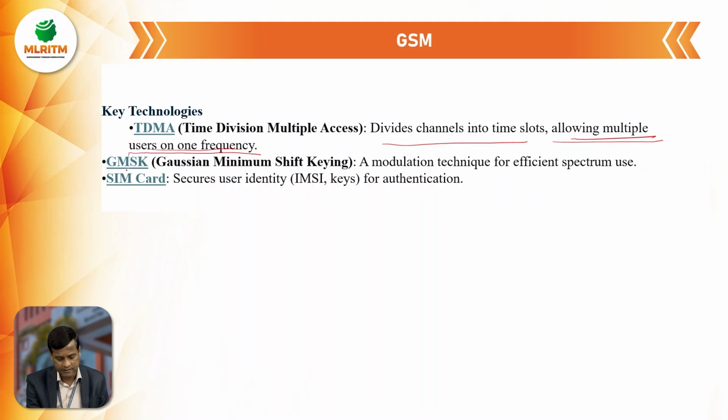So the next one is GMSK. GMSK means Gaussian minimum shift keying. It is a modulation technique for efficient spectrum use. So the GMSK full form is Gaussian minimum shift keying.